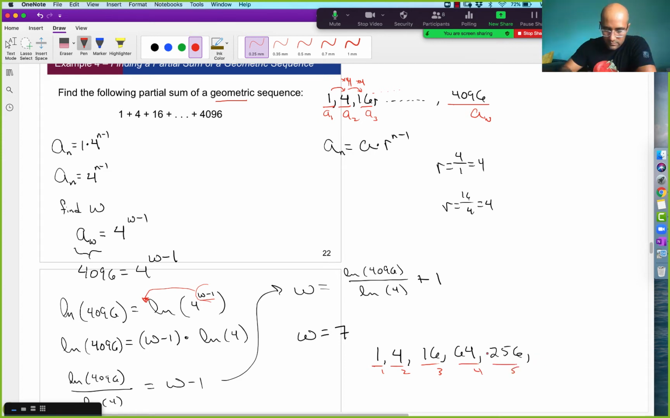Then multiply that by 4. We have the 6th number, which is going to be equal to 1024. And then finally we multiply that by 4 and we get to 4096. And that's how we get to the 7th value, right? So it's the 7th one on my list. A sub 7 equals 4096.